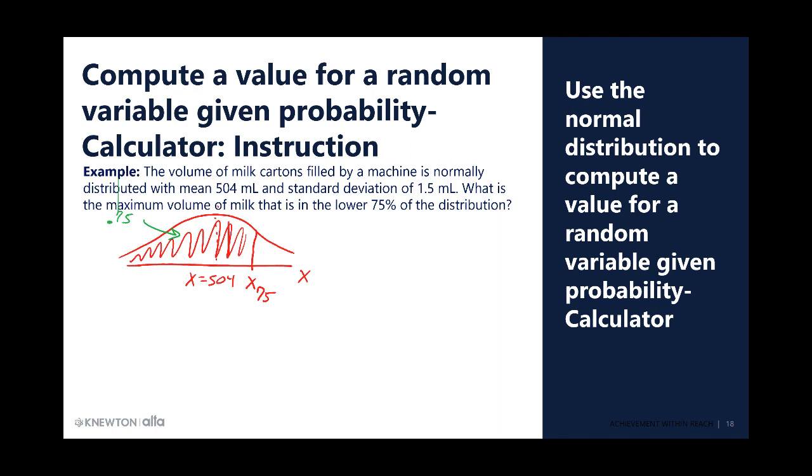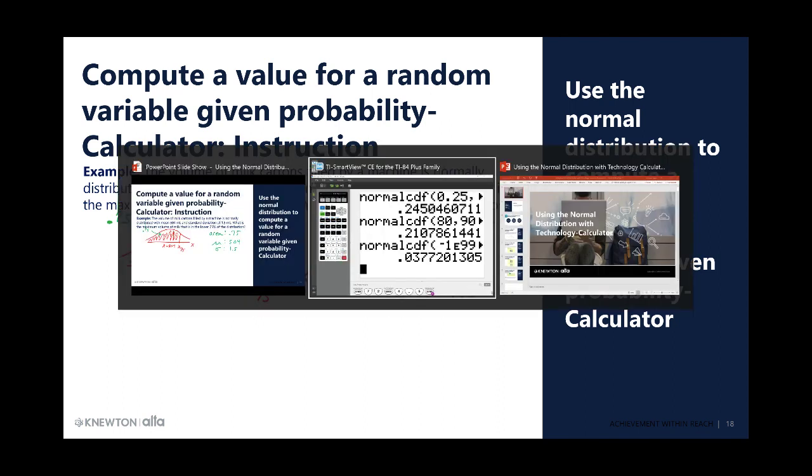So now with that known, remember inverse norm requires 3 things. It requires an area, so now our area will be 0.75. Our mean is going to be 504, they tell us that. And our standard deviation will be the 1.5 milliliters. So we're now going to feed that information into the calculator.